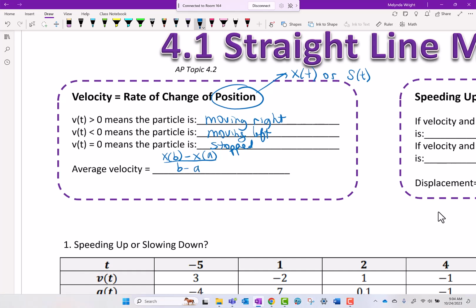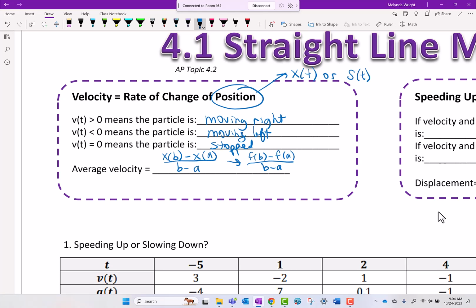Now, this really isn't a new formula for you to learn. If you would prefer to think of it as f of b minus f of a over b minus a, that is perfectly fine. I have no problem with that at all. You can think about that formula either of those ways. So that's some information about what the particle is doing, judged by the sign of velocity.